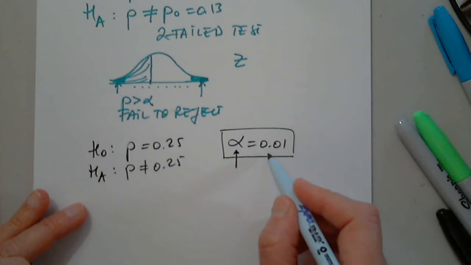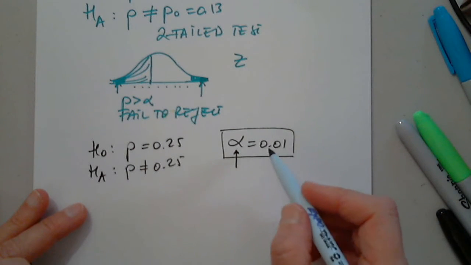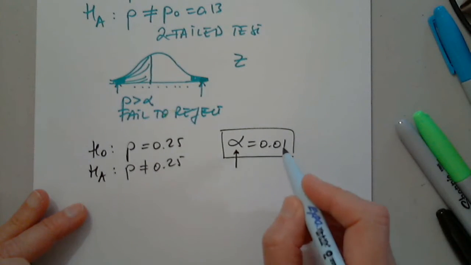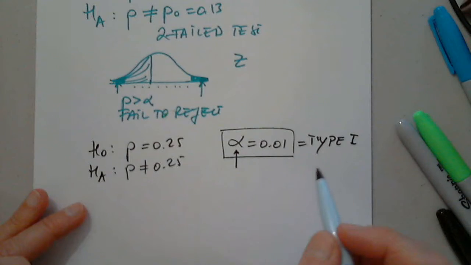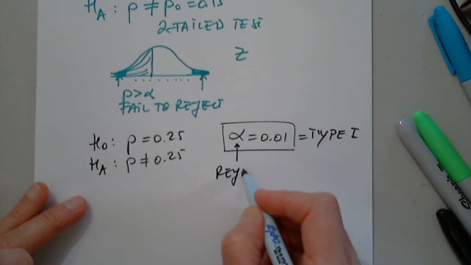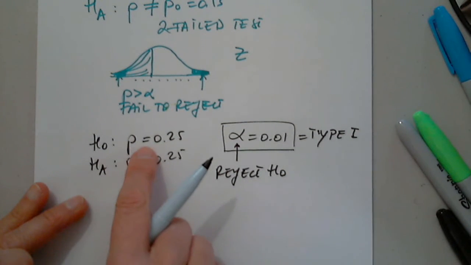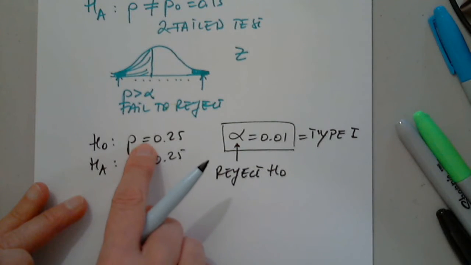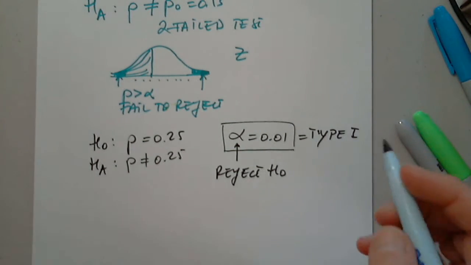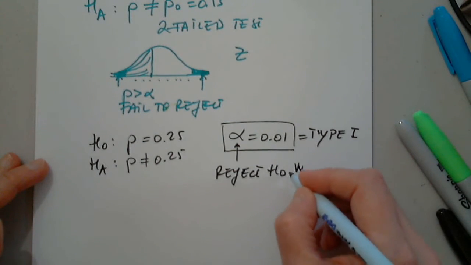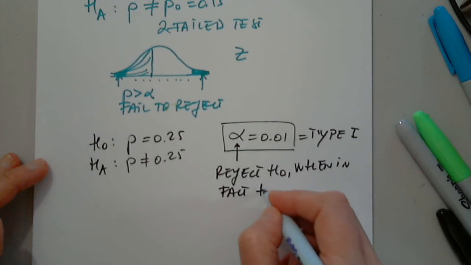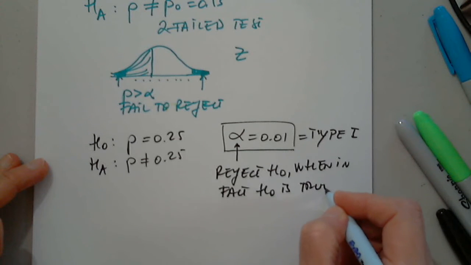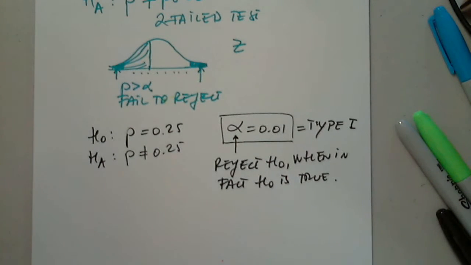So I will read the options that they give us, but this is the probability of, so this is type 1, which is rejecting the null hypothesis, say it's different, not equal to, reject H naught, when in fact H naught is true. That's the type 1 error. So now let's read and see what they want.